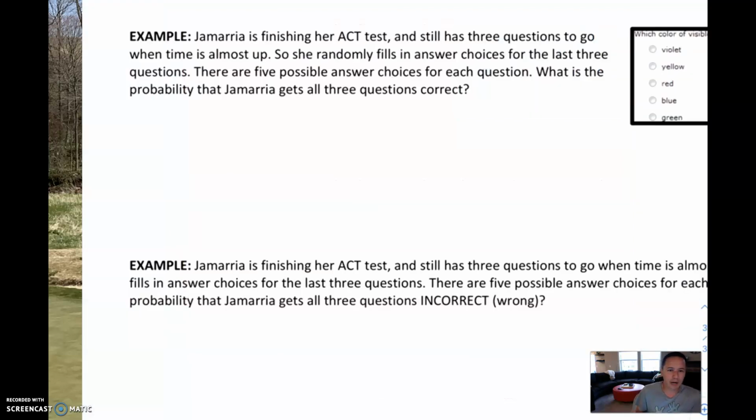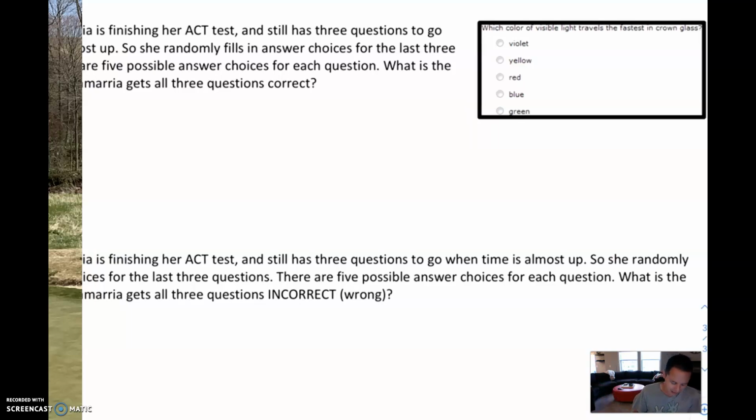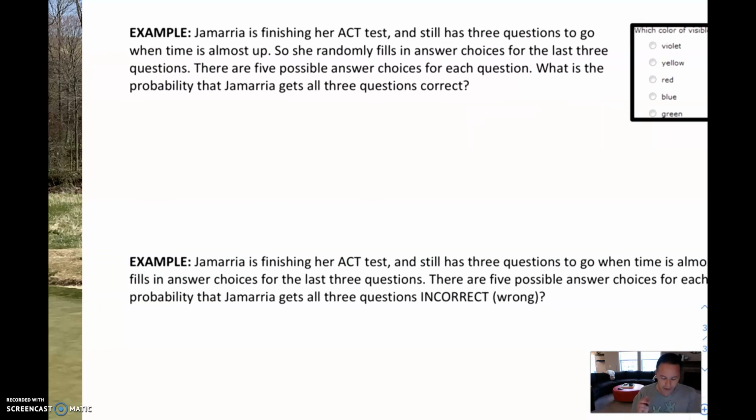All right, we have Jamaria finishing her ACT test, and there's 3 questions to go. Time is almost up, so she's just going to randomly fill in some answers here. She doesn't have enough time to actually try them, she just wants to make sure she's got a guess in there. So here's a sample question if you want to. I don't know the answer to that. It's not a math question. So she's got 3 of them to go.